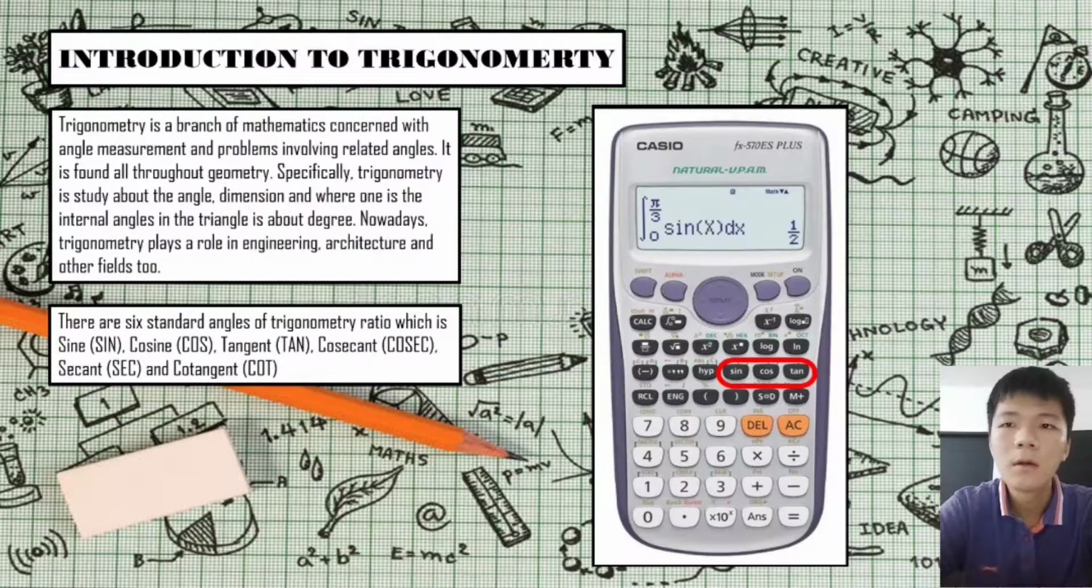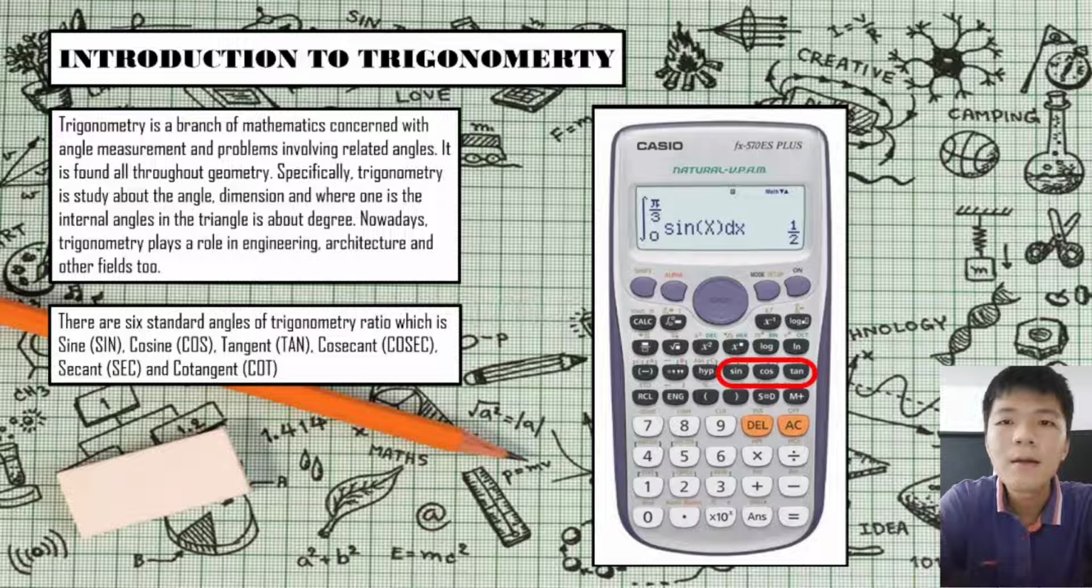First, let me make an introduction to trigonometry. Trigonometry is a branch of mathematics concerned with angle measurement and problems involving related angles. It is found all through geometry. Specifically, trigonometry is the study of angles and dimensions, where the internal angles in a triangle add up to 180 degrees. Nowadays, trigonometry plays a role in engineering, architecture, and other fields too.